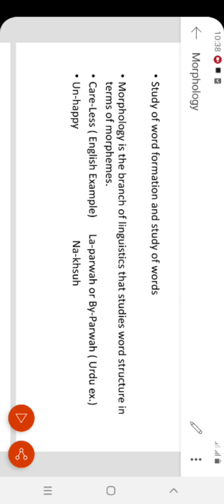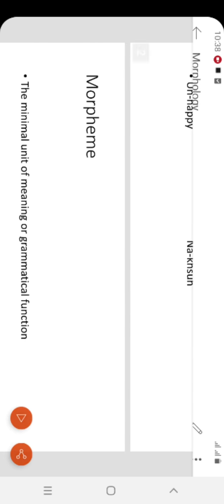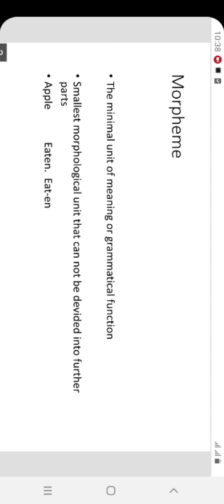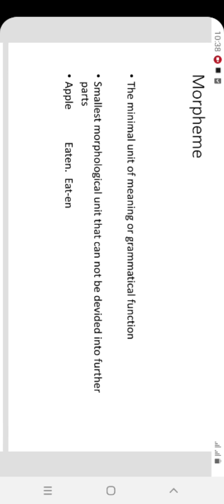For example, happy and unhappy. So un does not give us any meaning, but when it is added to the word happy, it gives us a complete meaning. Complete meaning means opposite of happy is unhappy. It makes its antonyms.